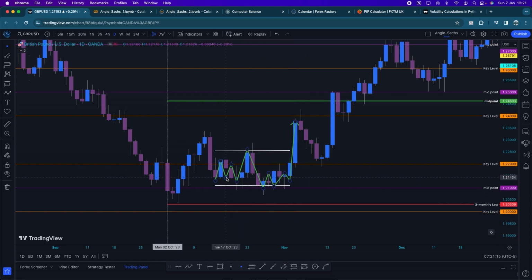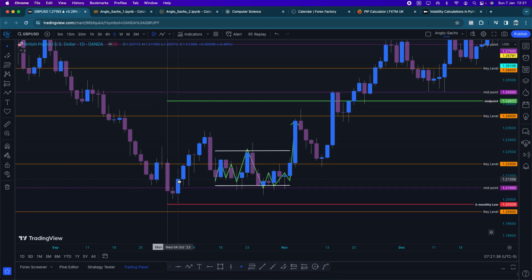Okay, so we have this accumulation, this channel, this sideways trading before this move happens. We have this back and forth accumulation, price is trading up and down, up and down. So it's not going up, it's not going down, it's just accumulation. And it's finding support at this midpoint level, this $1.21.